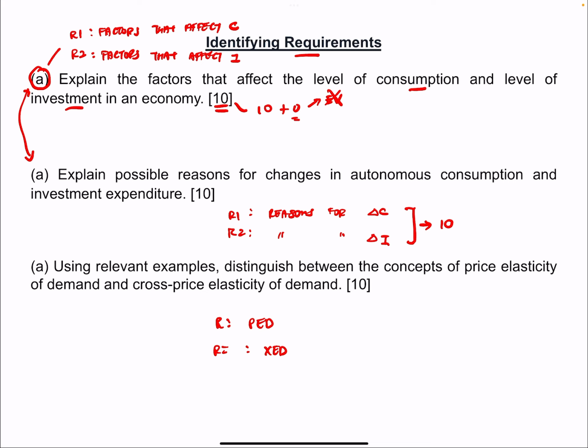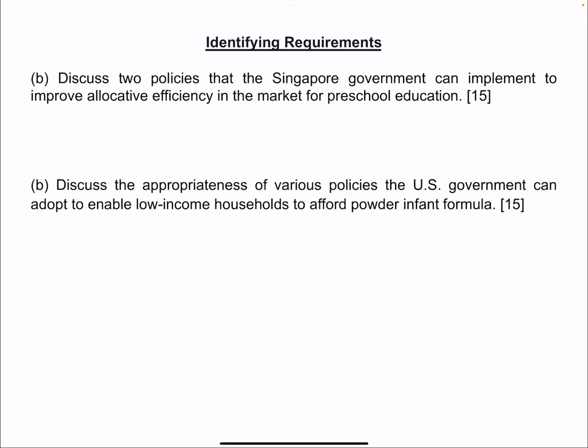Okay, let's go to the next part. Part B questions are 15 marks, right? So 15 marks is made out of 10 plus 5, and there are also two requirements for part B questions. The 10 marks will make up the R1, R2, the two requirements. And then the additional 5 marks is meant for evaluation. For example, this particular part B question, it's a promo question, I think. They ask you to discuss two policies that the Singapore government can implement to improve allocative efficiency.